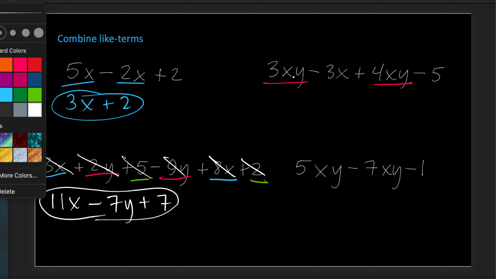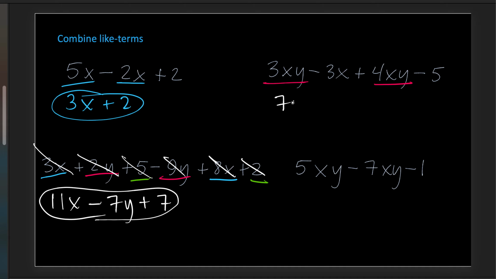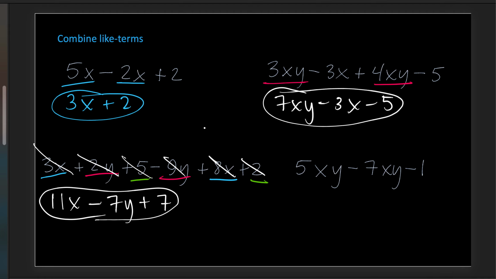So I can combine the 3xy plus 4xy, and that's a 7xy. And I'll write down, definitely carry down, the leftover. So this expression has become this. And there's no like terms there, that's it. So we just circle that. That's our answer.